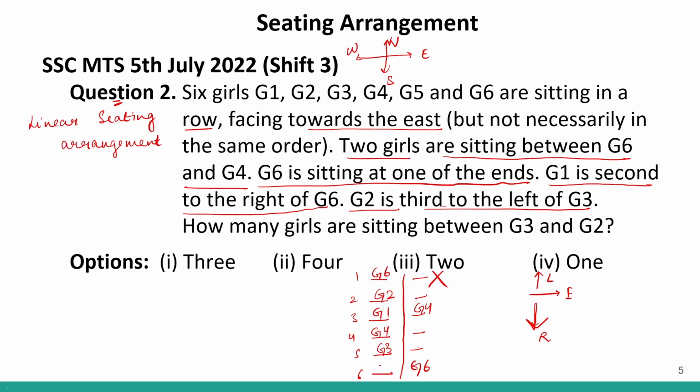The only remaining person is G5. G5 can come at this place. Correct? So this will be my final arrangement. This is my final arrangement.